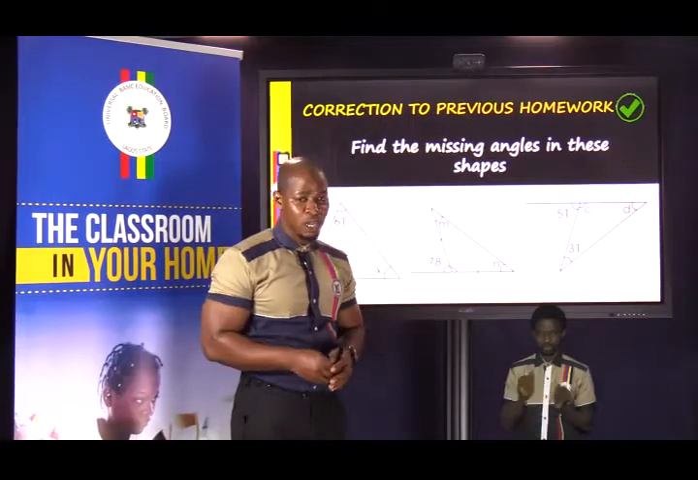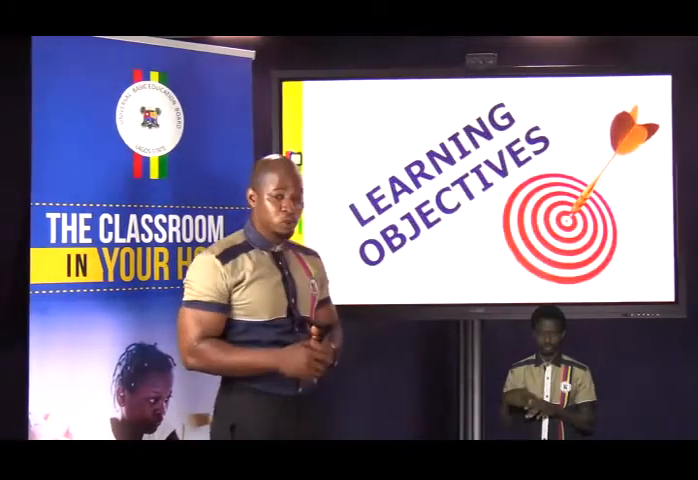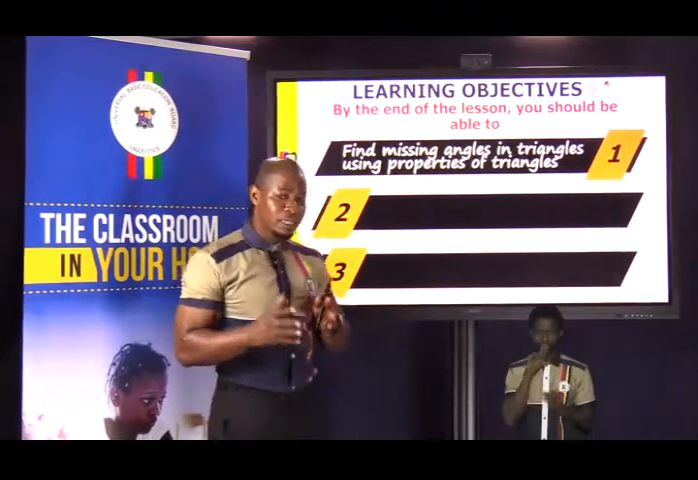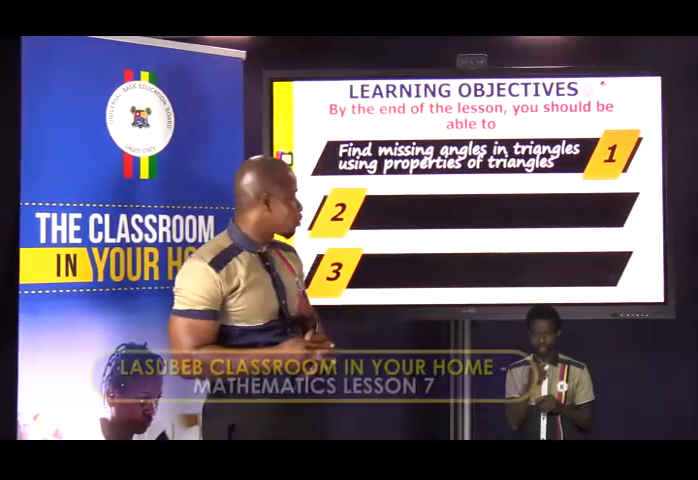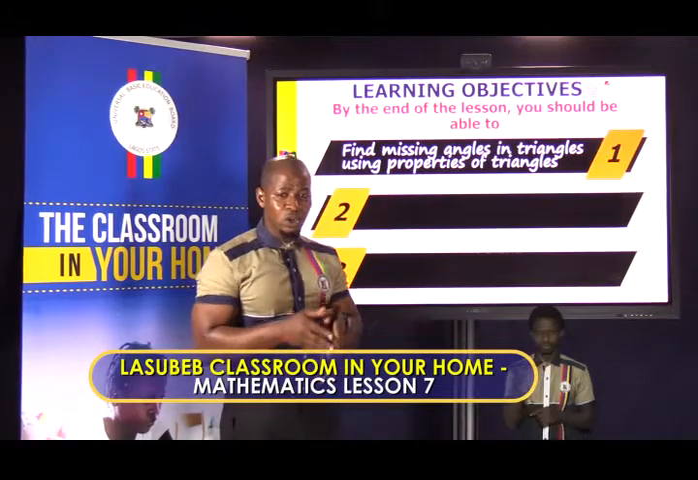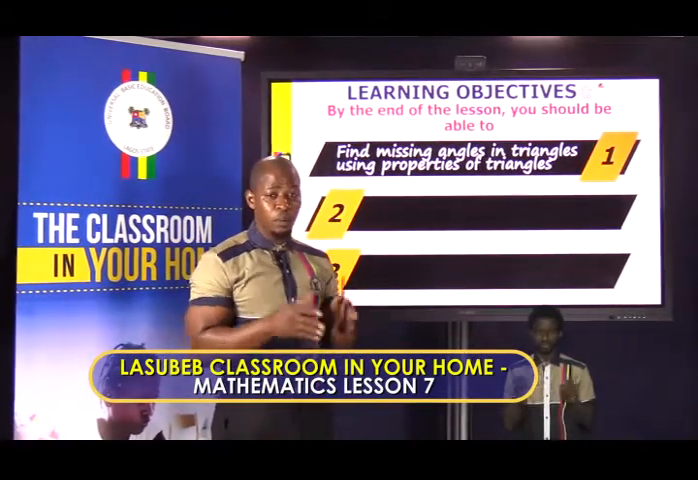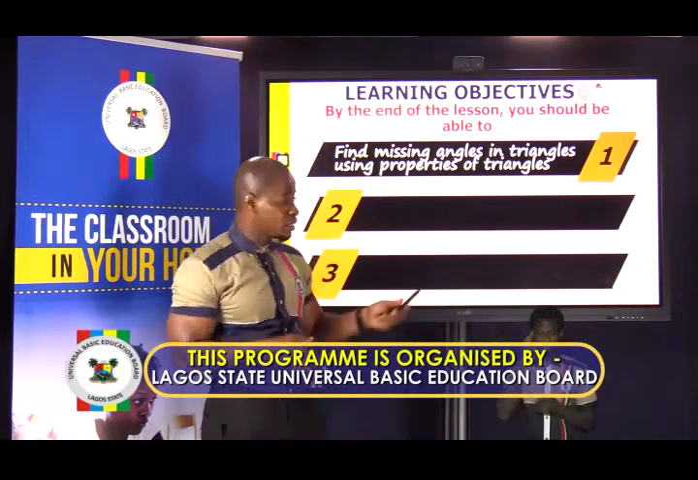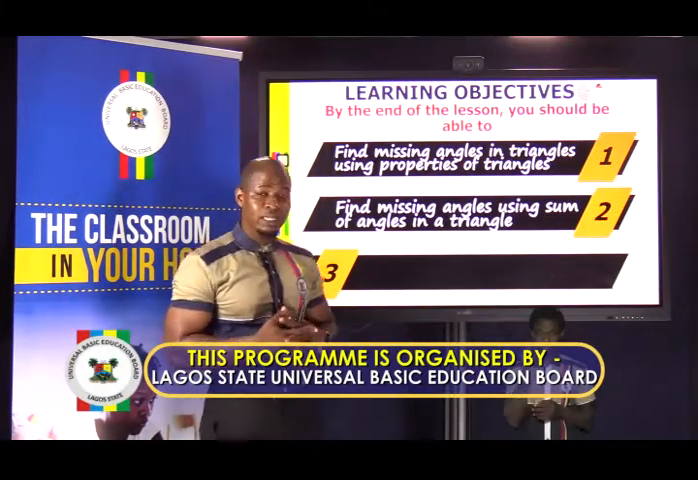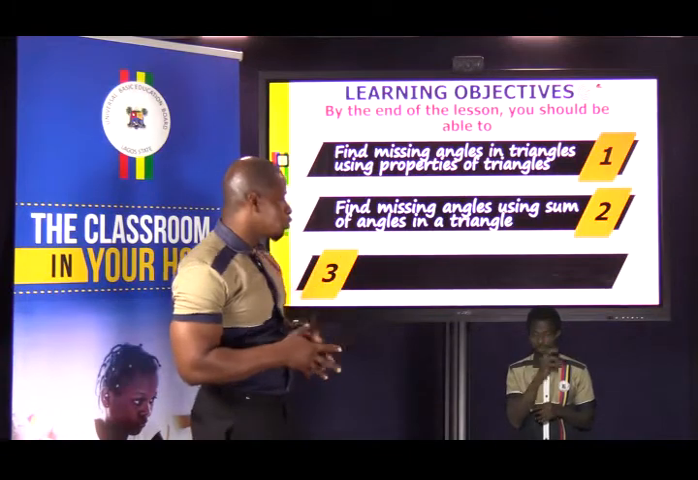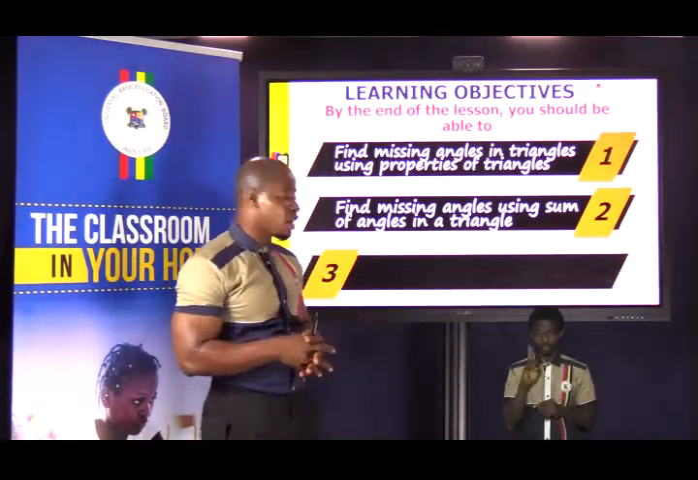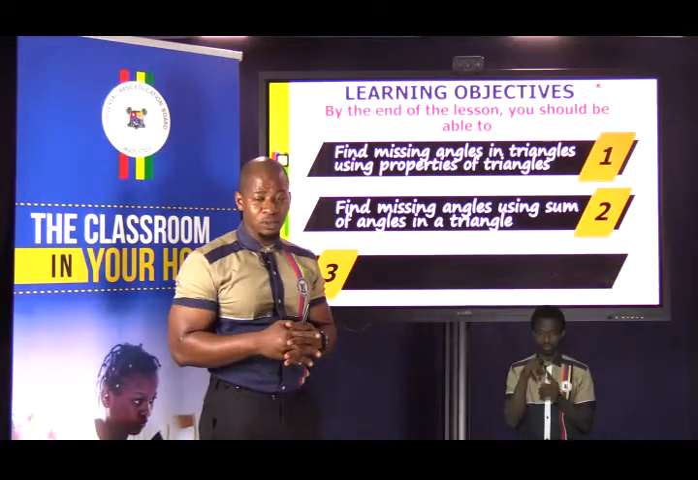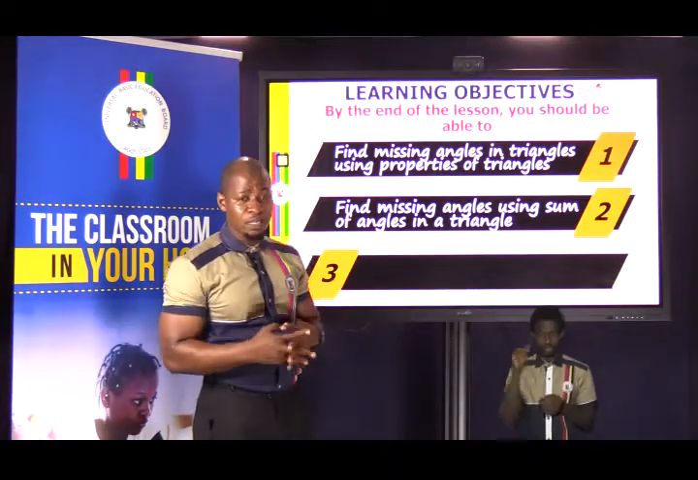So without wasting much time then, we will go straight into the learning objectives. By the end of the lesson, you should be able to find the missing angles in triangles using the properties of the triangle. That is, when you know the properties of a triangle, you will use that knowledge to find angles that are missing. You should also be able to find missing angles in a triangle using the sum of angles in a triangle. When you know that the sum of the angles in a triangle is a certain value, then you use this idea to find missing angles.